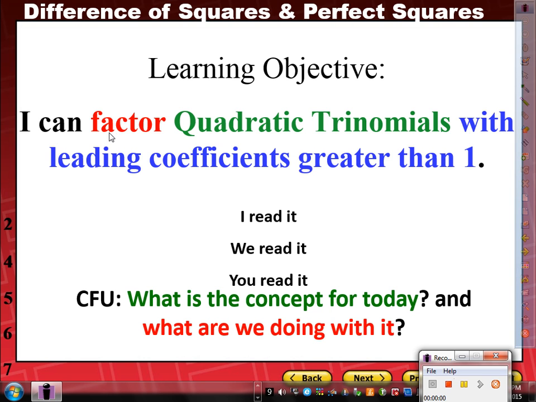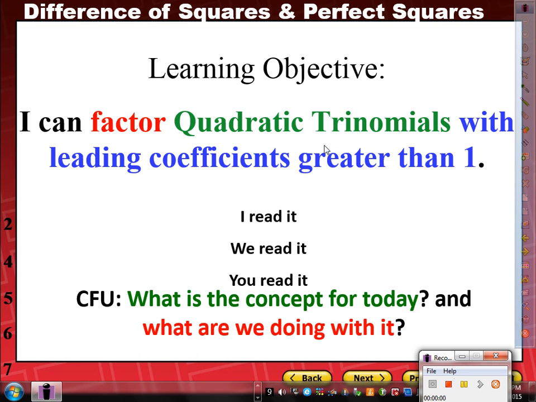Our objective for today: I can factor quadratic trinomials with leading coefficients greater than 1. Let's read together. I can factor quadratic trinomials with leading coefficients. So notice we're showing the same objective from yesterday, right? Yes. And the day before, right?